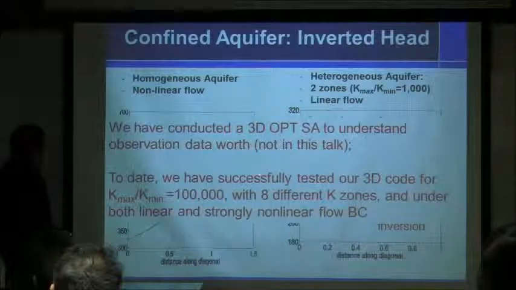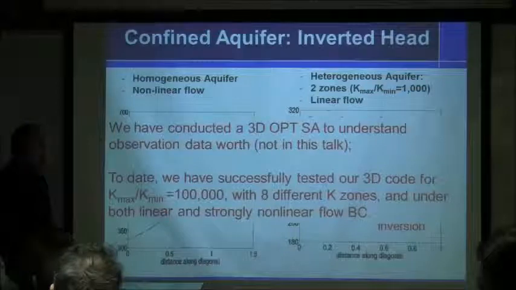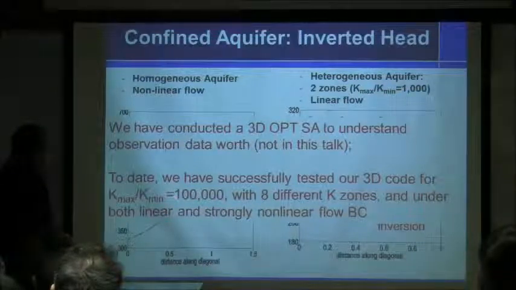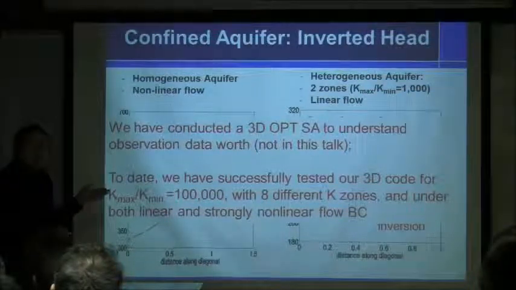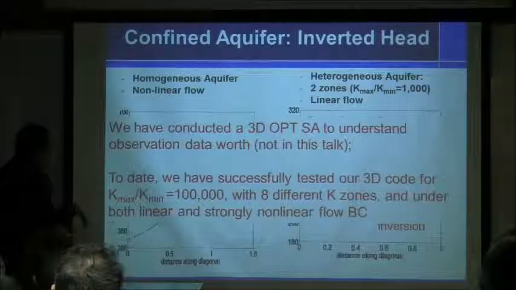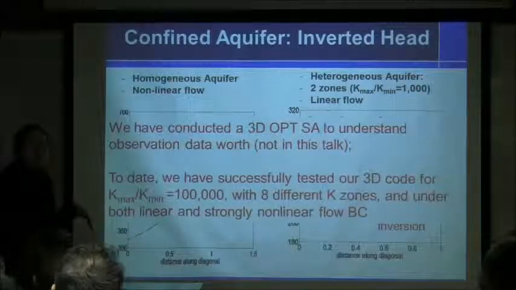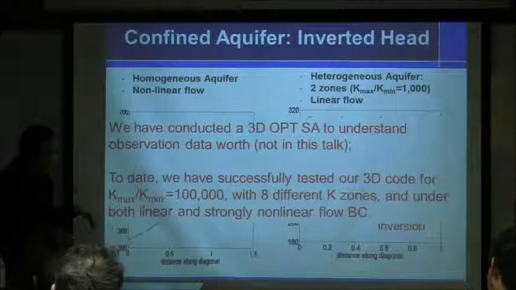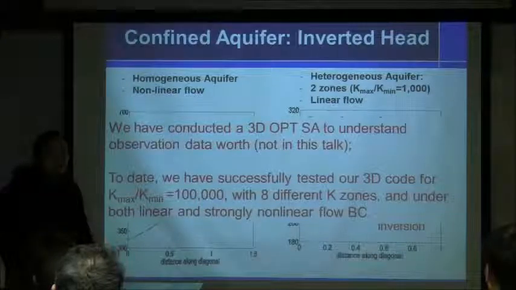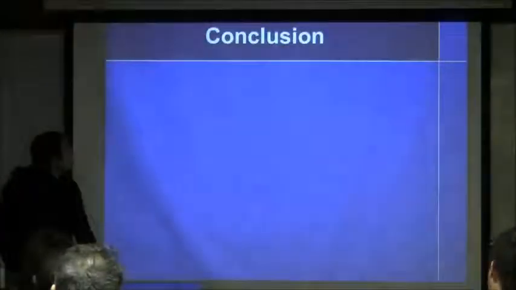And today we also successfully tested the 3D codes for high variance situations. So 2D we tested up to 10 to the 6. 3D we tested up to 10 to the 5. And so on. So they can be good in 3D, but 3D is really the continuum. We're still working on it.